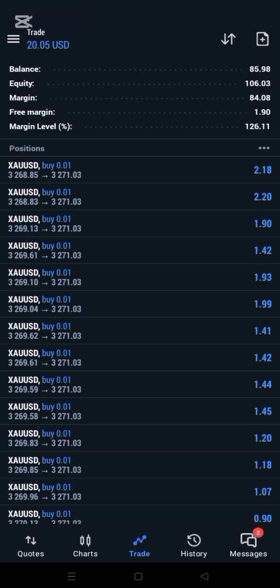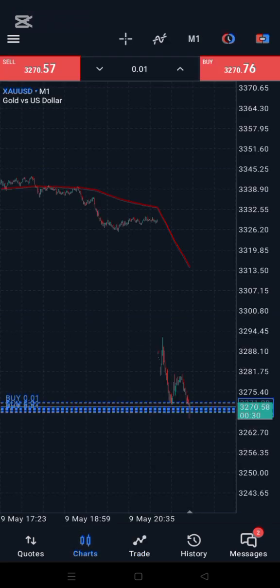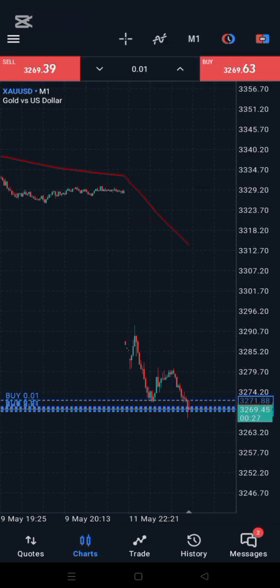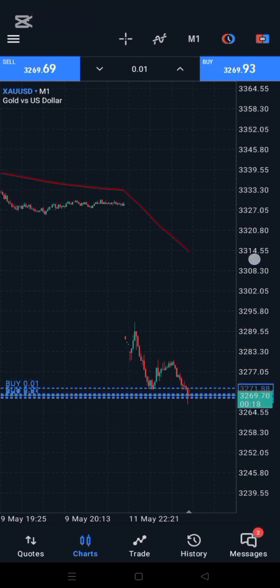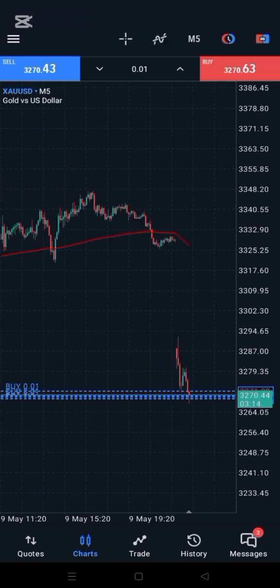Yes, I'm picking some buy trades because I believe, under some analysis, I can see there will be a small pullback. With this pullback, I just scalp very fast and then I exit, since we can see it's a down movement.